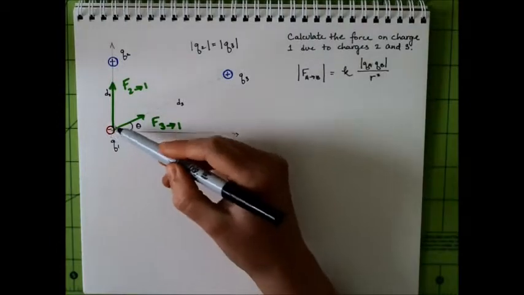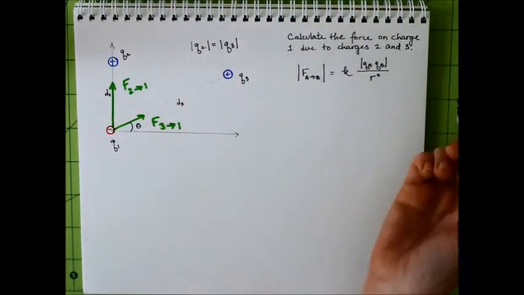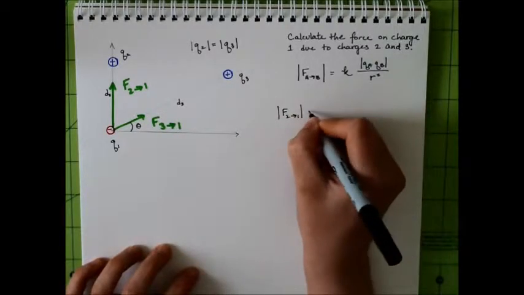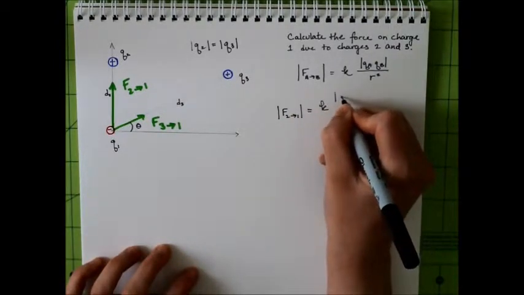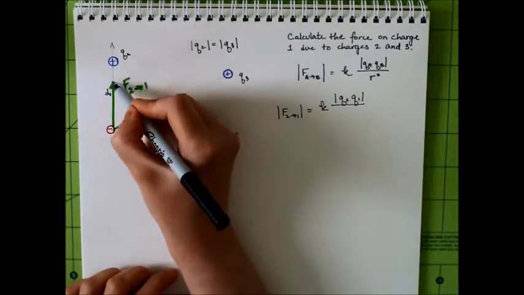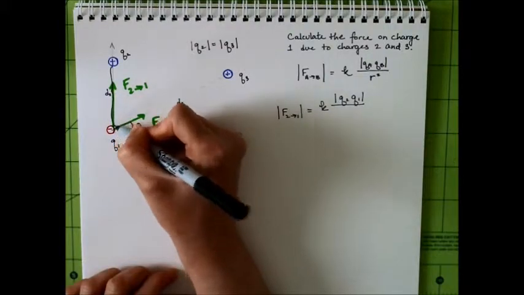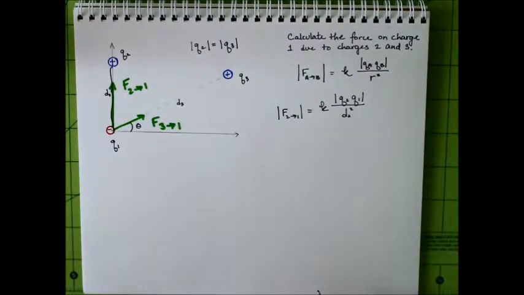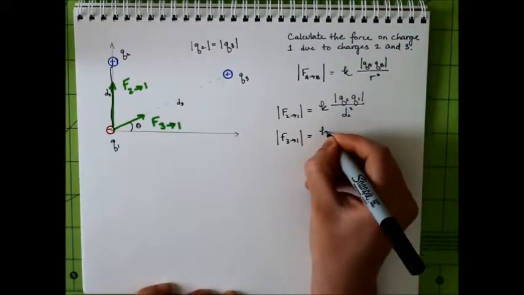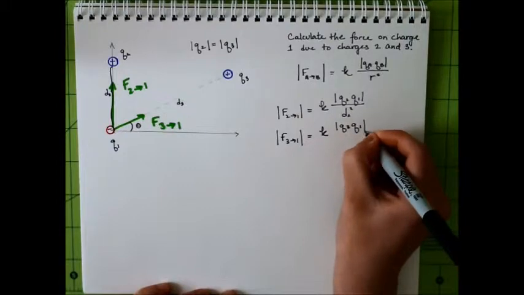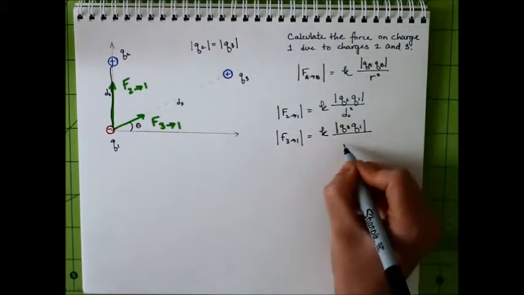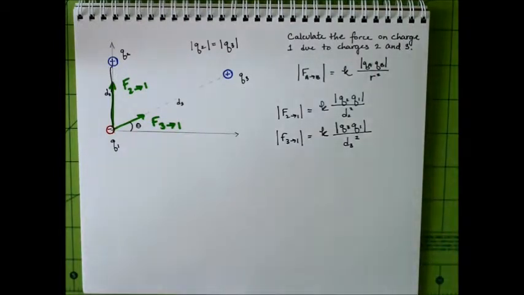So to find the total force, we have to find the forces from each charge first. So let's find the magnitude of F2 on 1 first. That's going to be K times Q2, Q1, divided by the distance between them. And the distance between them is just D2. So that's D2 squared. Now the magnitude of F3 on 1 is again K times Q3, Q1 over D3 squared. So D3 is this total length here. So this is a magnitude.